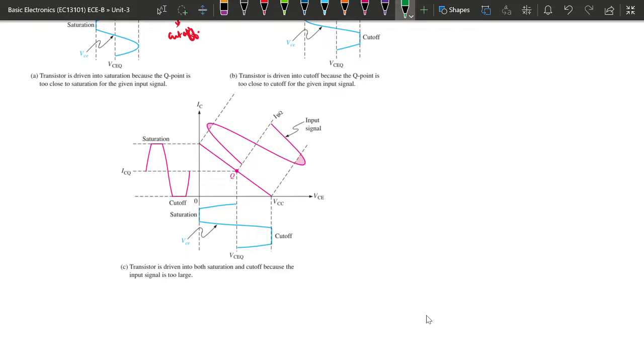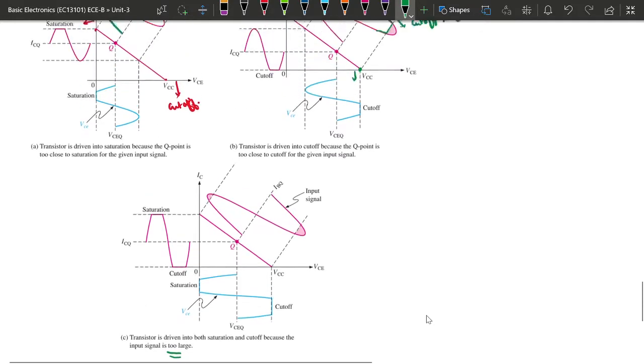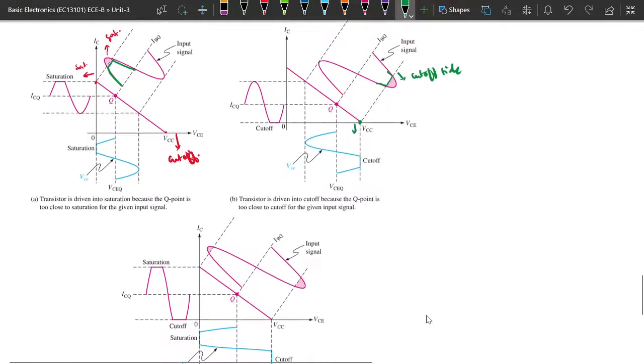Okay, so here the transistor is driven into both saturation and cutoff because the input signal is too large. So if the input signal we have applied is very large, then the output that we are obtaining is going to be cut off. Okay, so these are the different points that we need to keep in mind, like our operating point should be in the middle of this load line. So this is the basic idea.